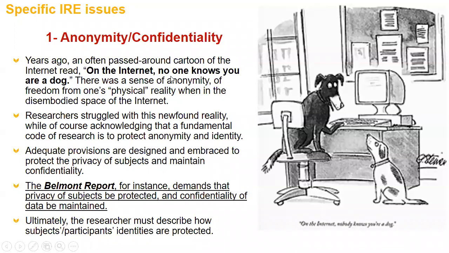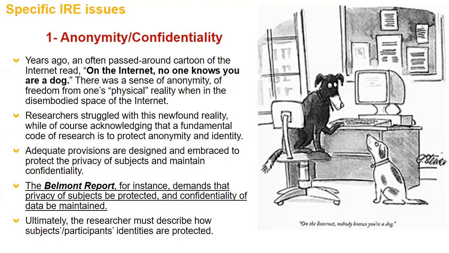Anonymity: why do we have the dog there? In the 1990s, there was this meme on the internet: nobody knows that you're a dog. Basically what that meant was that people don't know you, right? You could be anything sitting on the other side of that keyboard. And so that has to be taken into account if we're trying to contact people over the internet. We don't really know who they are, right? So how much trust can we have in whatever it is they're saying?